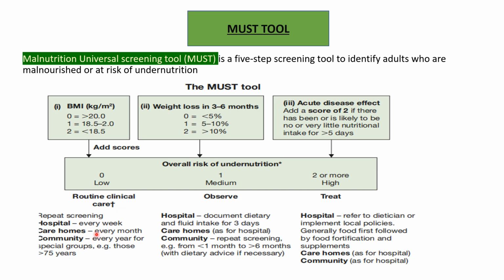For example, if it's 0, you just repeat the screening test later: every week if the patient is in hospital, every month if in care homes, and every year in the community. If they score 1, that is medium risk: in hospital, you document dietary and fluid intake for 3 days; in care homes you do the same as hospital; and in the community, you repeat the screening test. If they score 2 or more, they are at high risk of undernutrition. In hospital, you refer to a dietitian and implement local policies, and you do the same for care homes and the community.